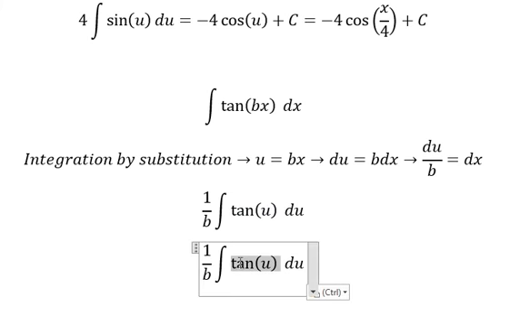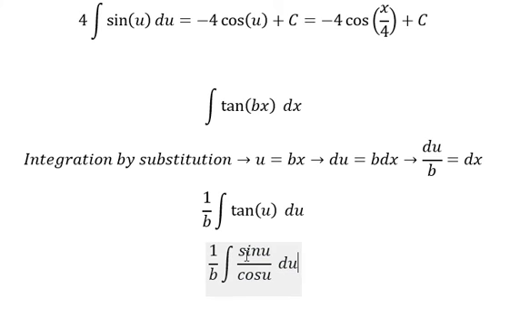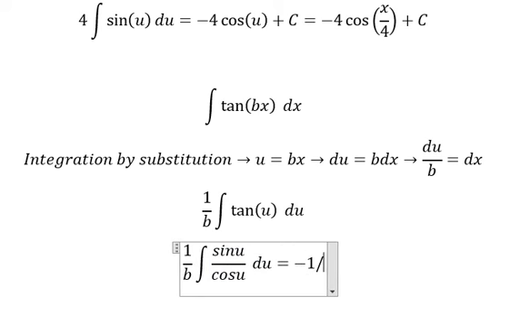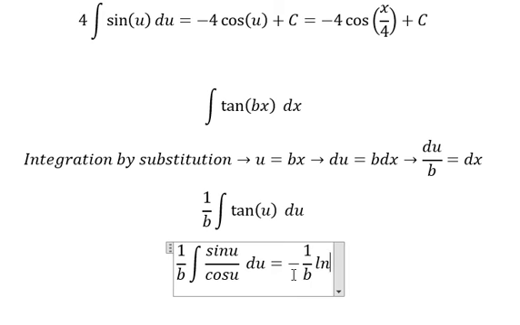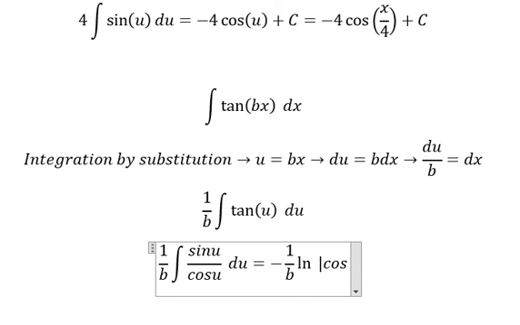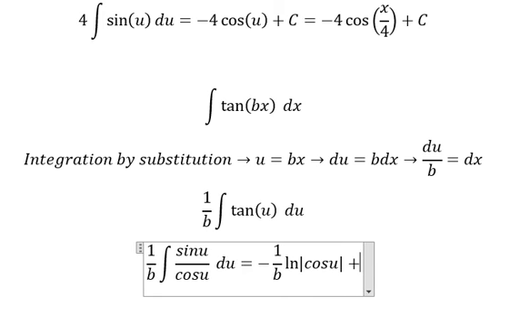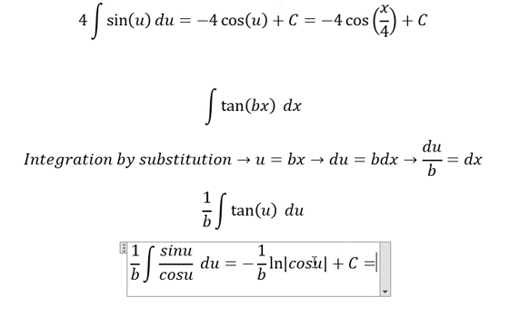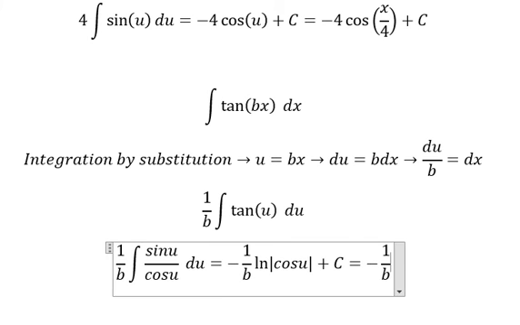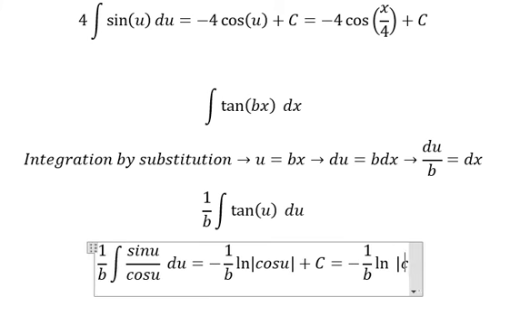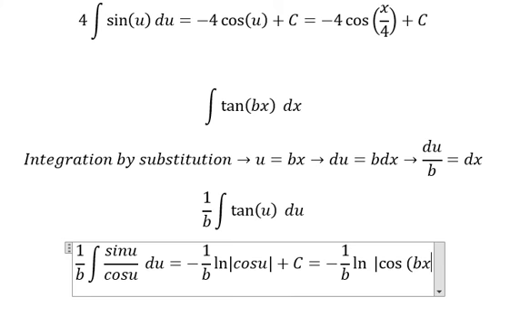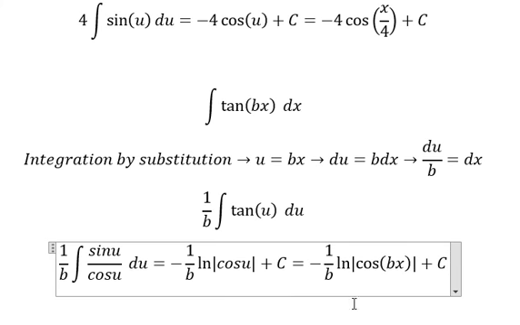And tan u, that's sine u over cosine u. The integration of this one, you will get negative 1 over b, ln of the absolute value of cosine u. And we put c in here. Then u is bx. And this is the answer for the question in here.